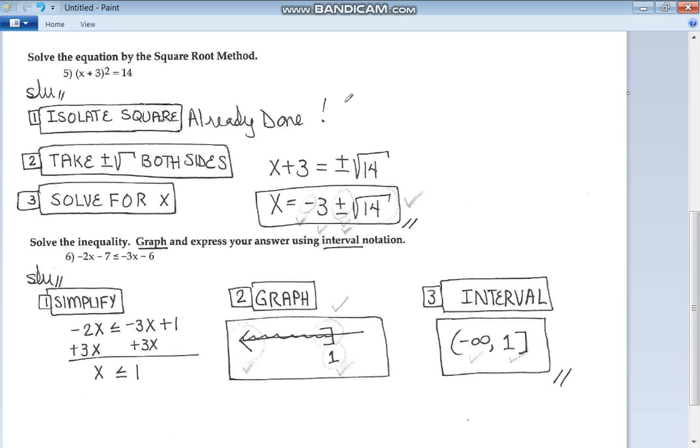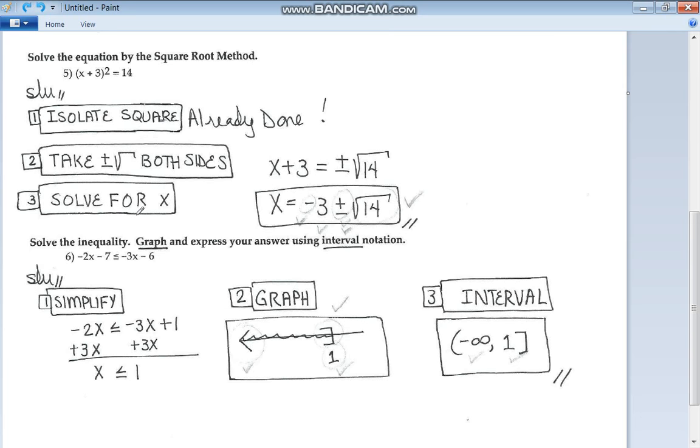It was already isolated. Now we're going to get rid of the square by taking plus or minus the square root of both sides. So we do that and we get x plus 3 equals plus or minus the square root of 14. Don't forget, whenever you introduce an even index root to any equation on both sides, you absolutely must include plus or minus. That's for all even index roots, like the second root, the fourth root, the sixth root, etc.